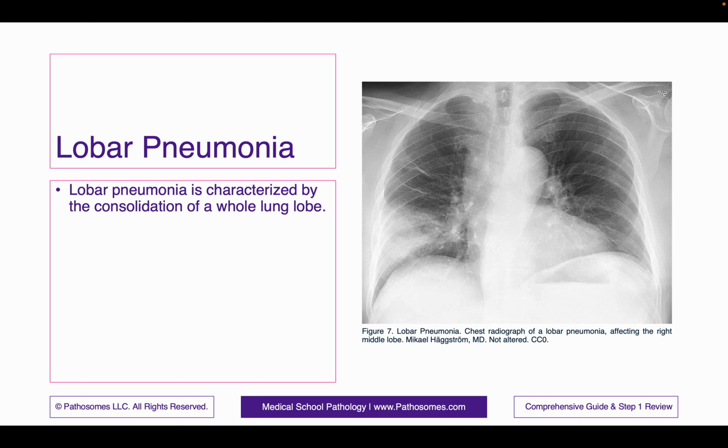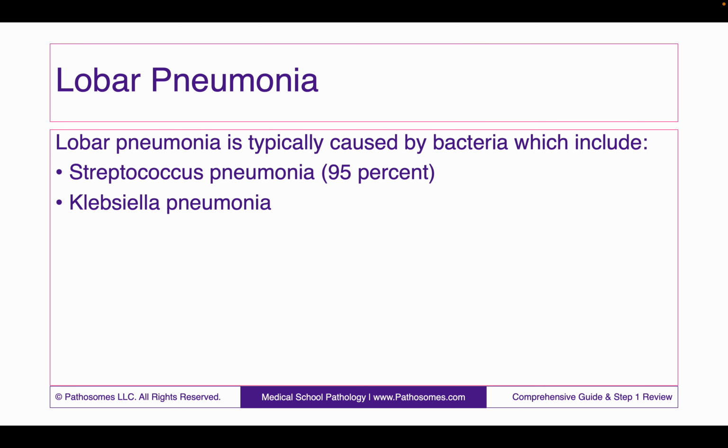Lobar pneumonia is characterized by the consolidation of a whole lung lobe, as we can see here, right? Lobar pneumonia is typically caused by bacteria, which include Streptococcus pneumoniae, more commonly, and Klebsiella pneumoniae, right?